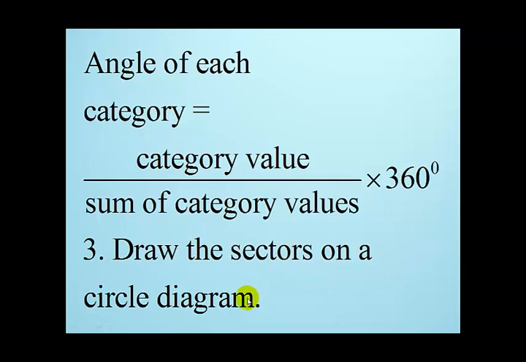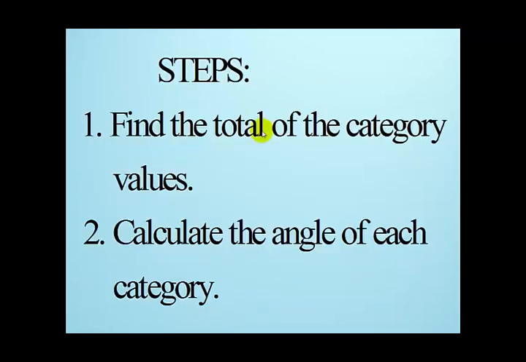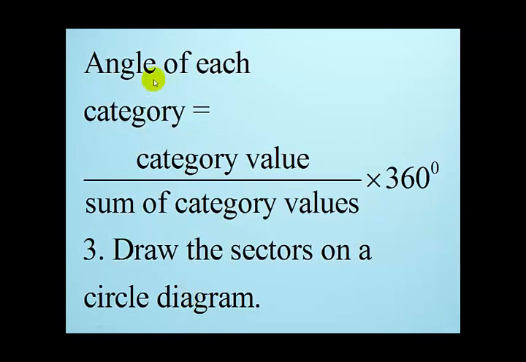Now let's go through the steps again. Step number 1. Find the total of the category values. Step number 2. You calculate the angle of each category. And how do you calculate the angle of each category? The angle of each category is equal to the category value divided by the sum of category values times 360 degrees. Then step number 3. You draw the sectors on the circle diagram.